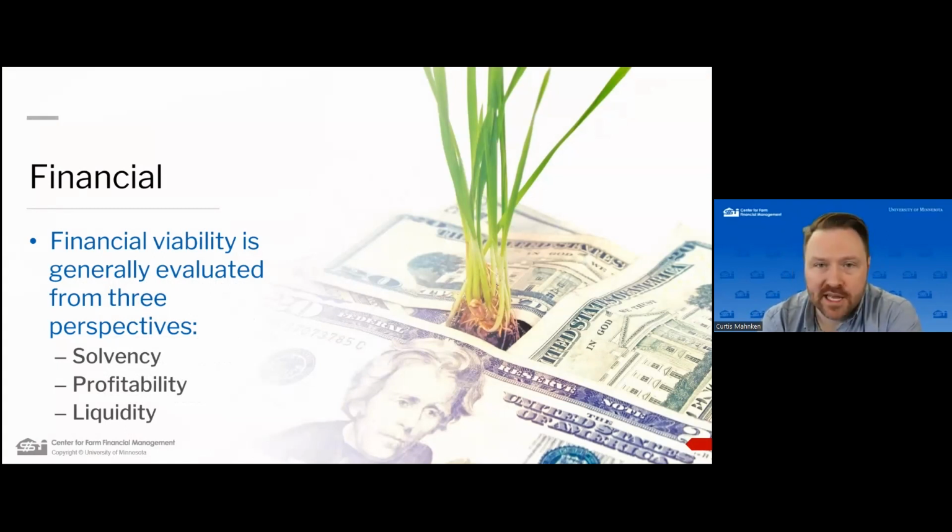as we look at financial sustainability, it's generally evaluated from three perspectives. And you've probably heard someone at some point talk about this, where we're looking at solvency, we're looking at profitability, and we're looking at liquidity.